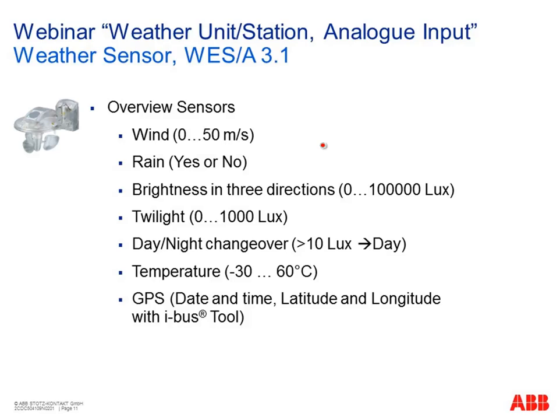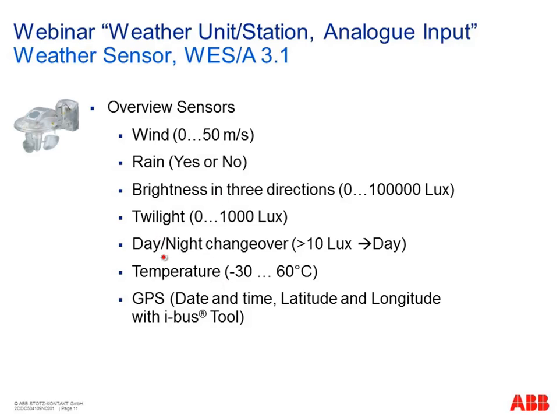Which kind of data can we measure and evaluate together with this solution, which consists of the weather unit and weather sensor? We have the standard values available, which is wind first of all. Measurement up to 50 meters per second is possible. Is it raining? Yes or no? It's only 1-bit information. Brightness, outside brightness, can be measured in 3 directions, up to 100,000 lux. Twilight measurements at a lower level can be carried out here.